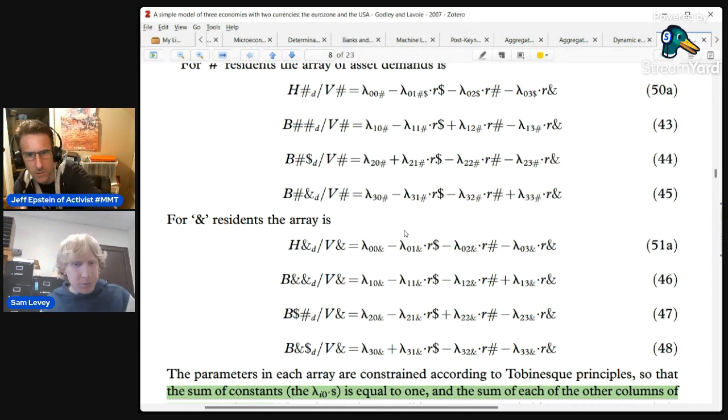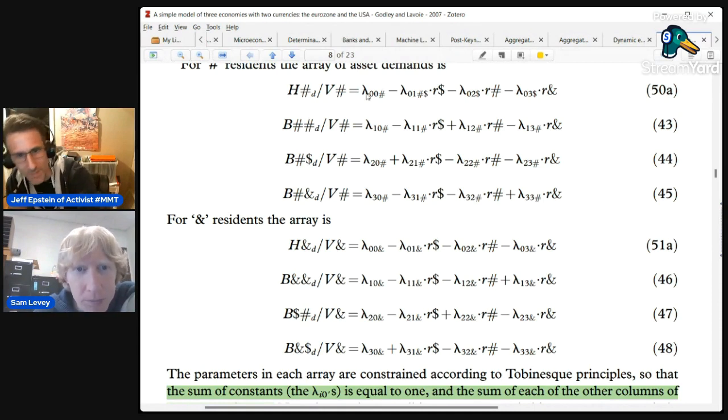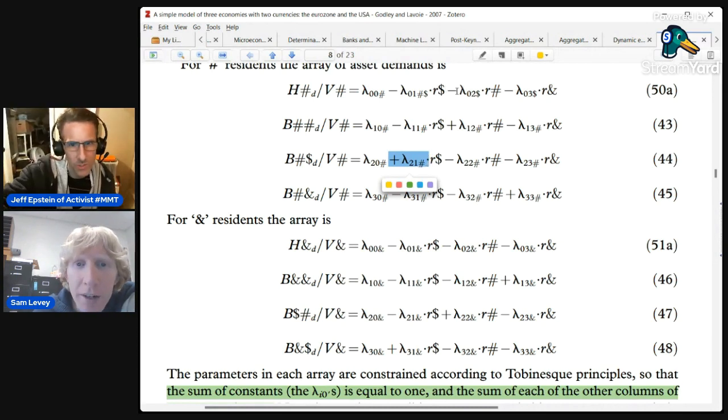Wait, the first column has to add to 1. The rest of it has to add up to a total of 0. Yep. So we're not talking about just the coefficient. We're talking about the whole formula. We're talking about the whole rest of the line equals 0.